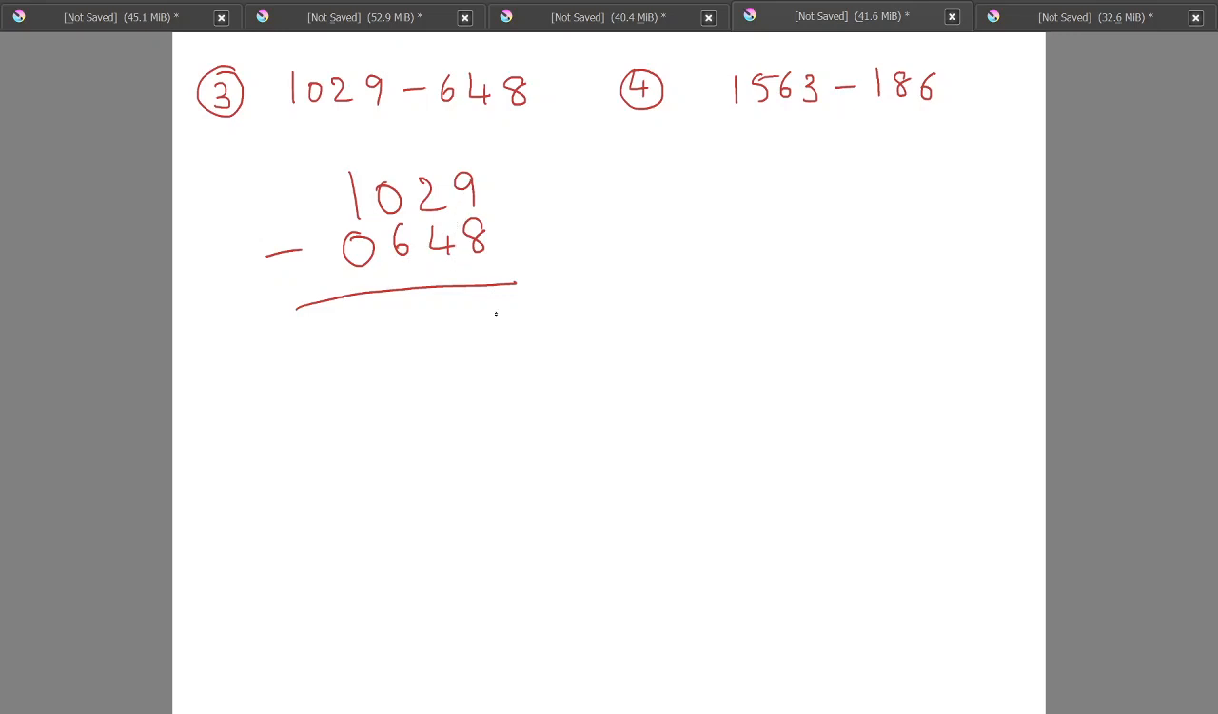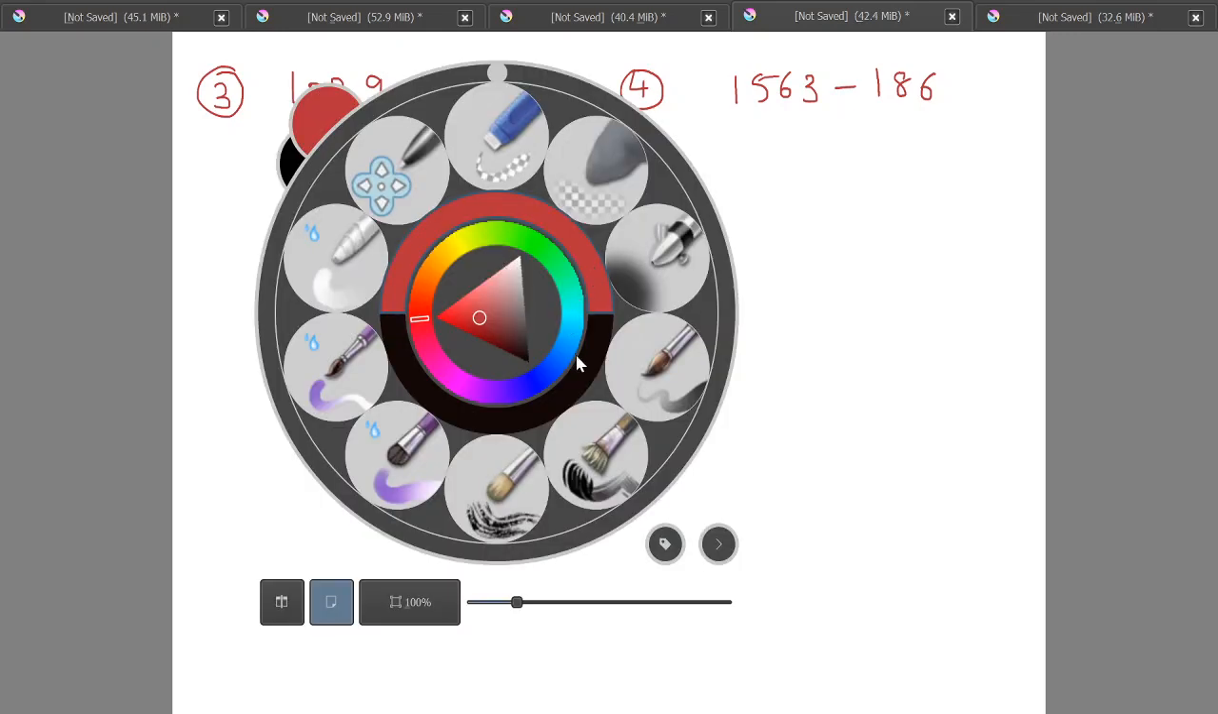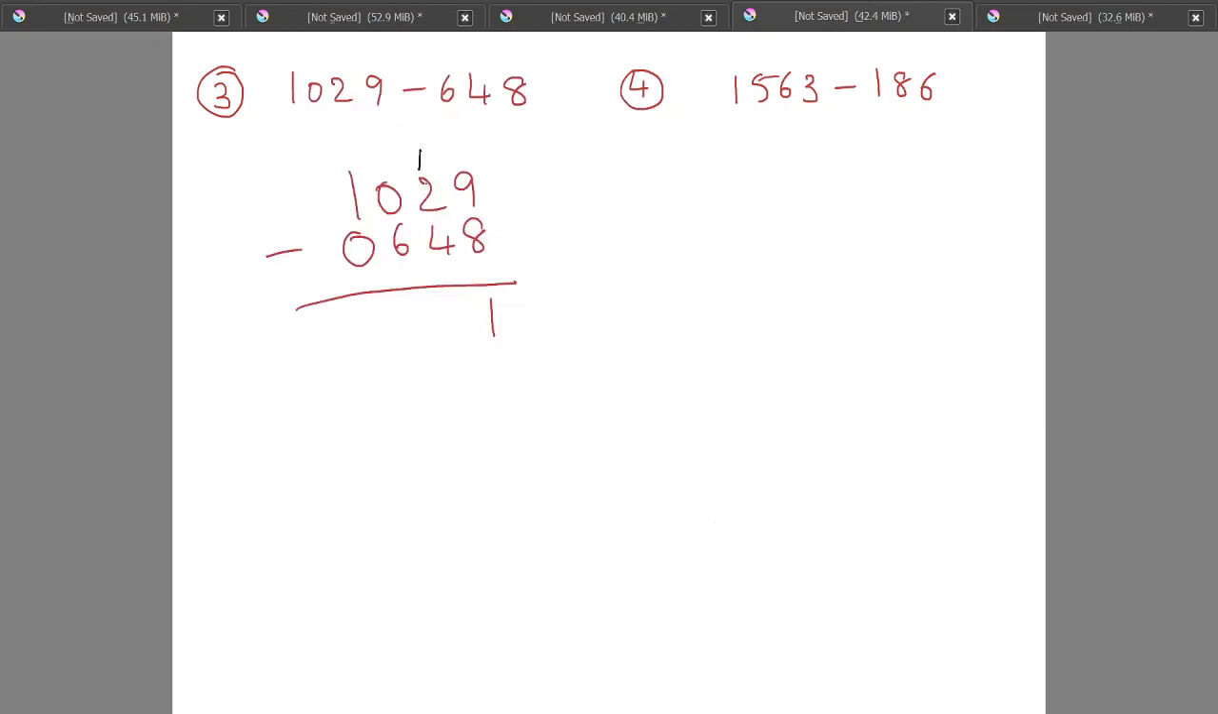Now 9 minus 8 is 1. Okay, let me change the color again. So this becomes 12. 12 minus 4 is 8. Now what has happened? We have borrowed 1 here. So this is 0. So what do you do? You also have to borrow 1 again from here. So this becomes 0 and this becomes 10. But you have borrowed 1, so this becomes 9. So 9 minus 6 is 3. So 1029 minus 648 is 381.